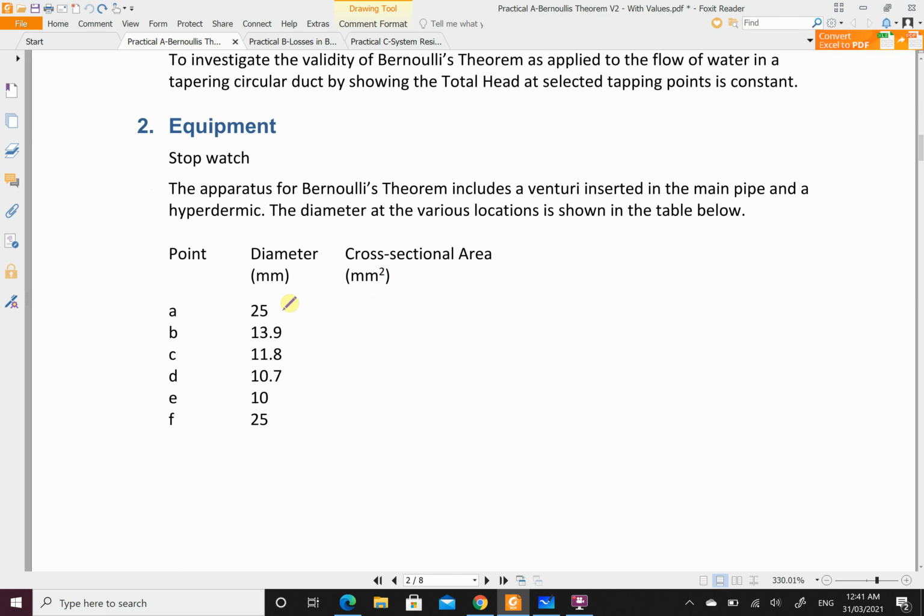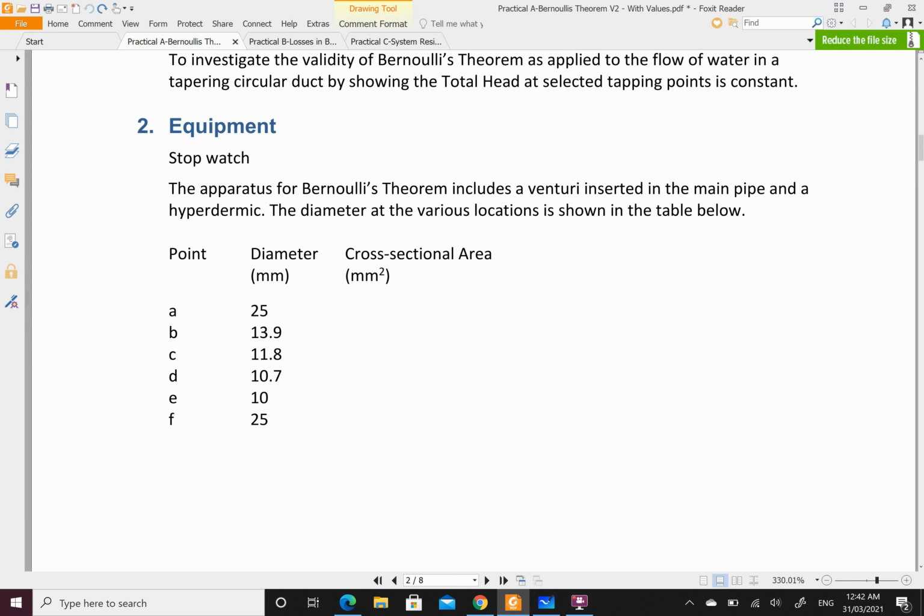For this one, what we need to fill out is the cross-sectional area for each point. So A, B, C, D, E, and F. We've got the diameter, so we need to work out the cross-sectional area. Remember, the area of a circle is pi d squared all over 4. Alright, so you're going to use that for each one.